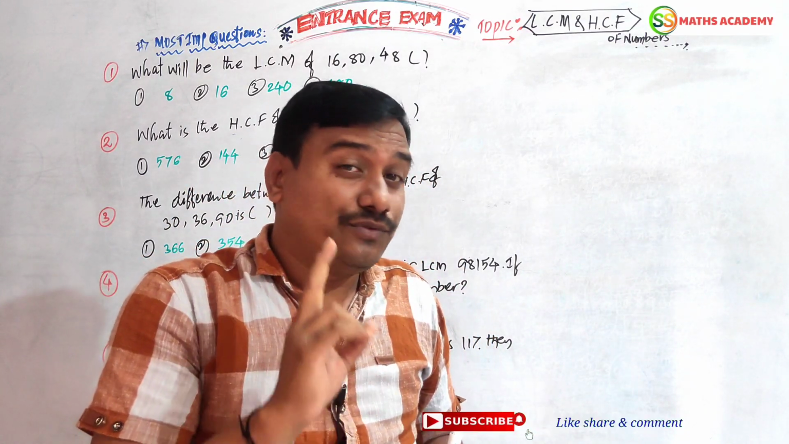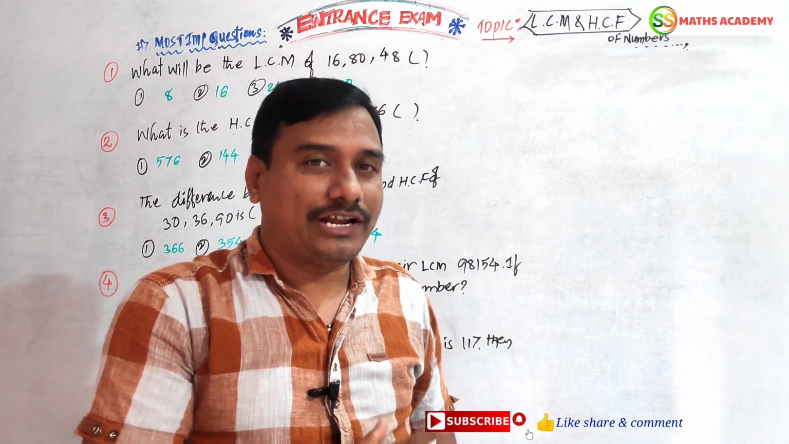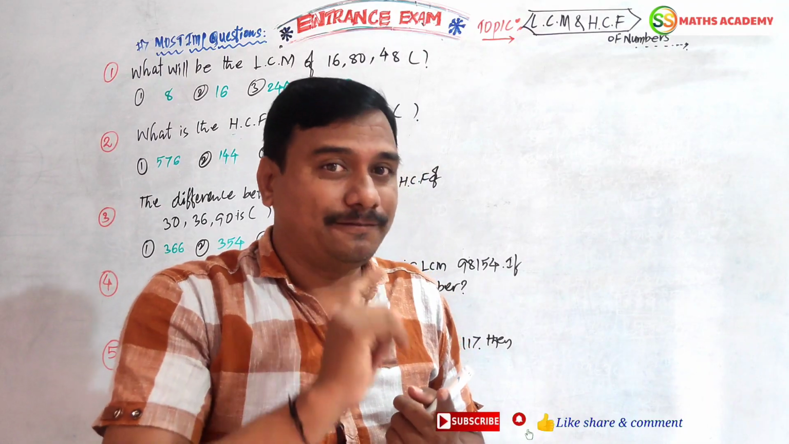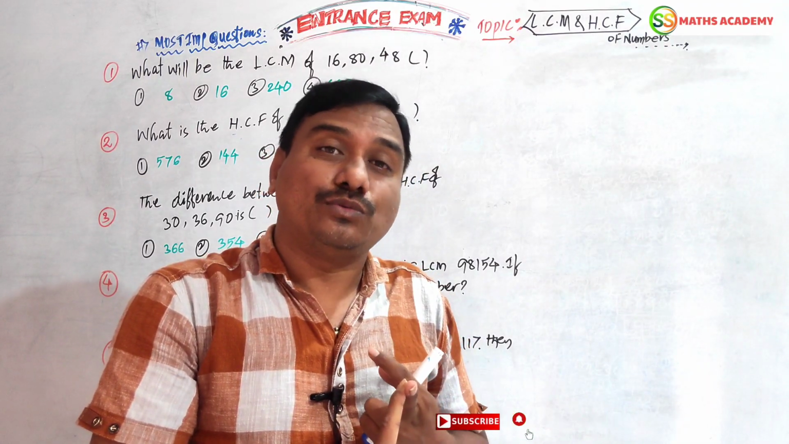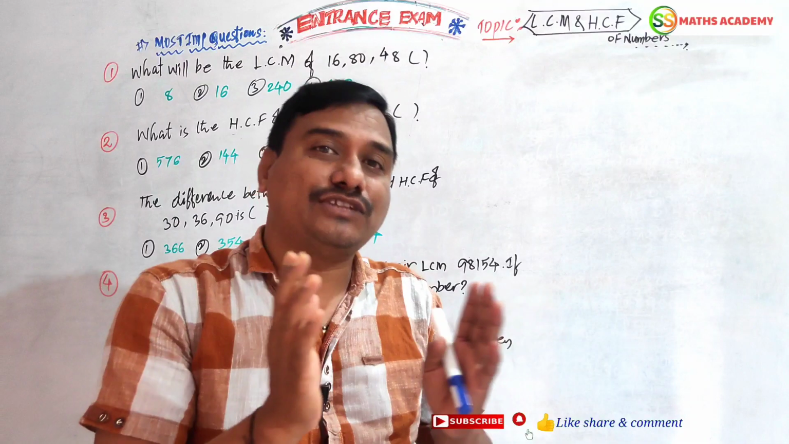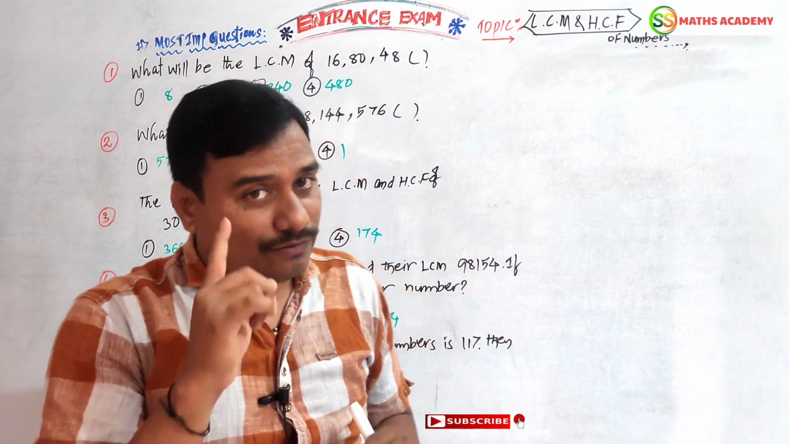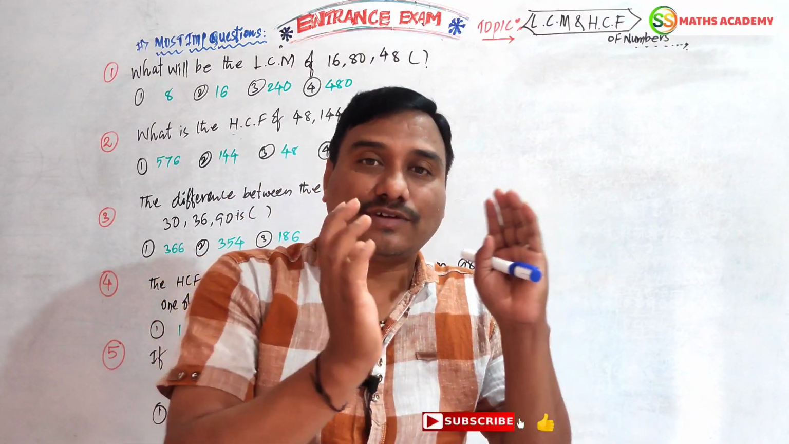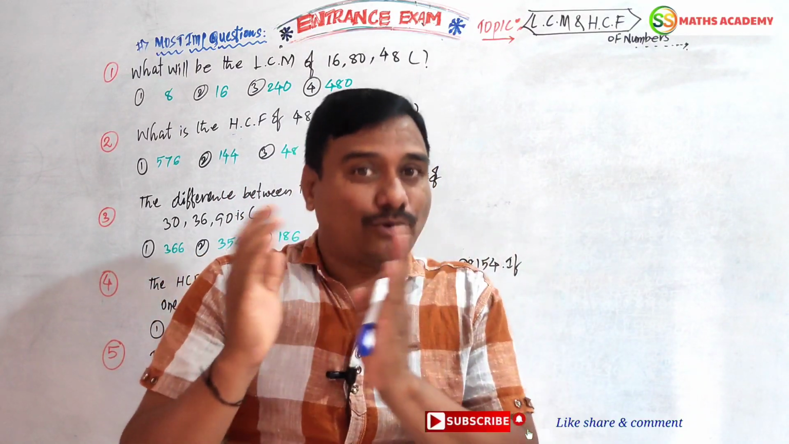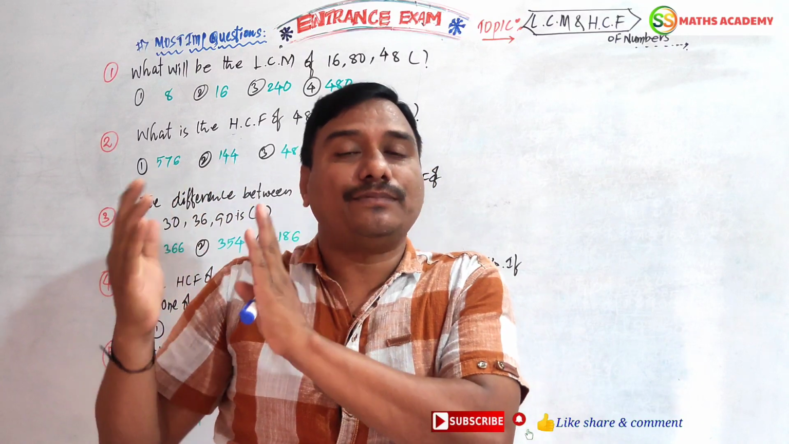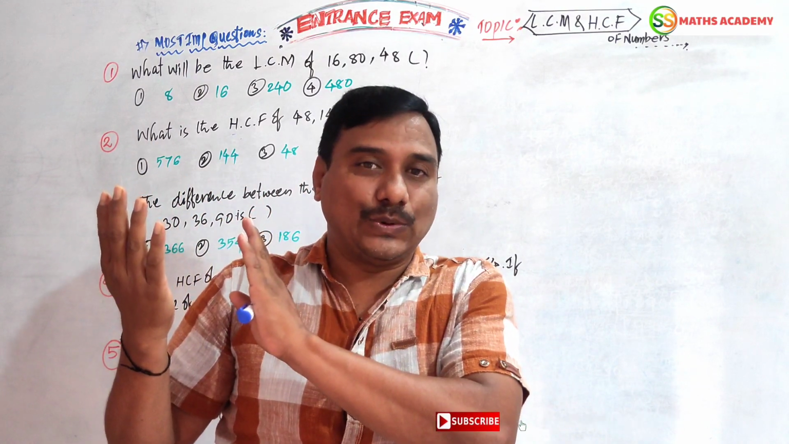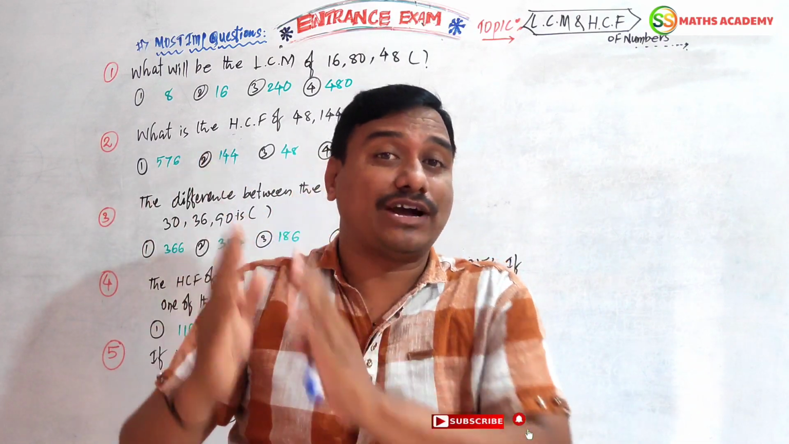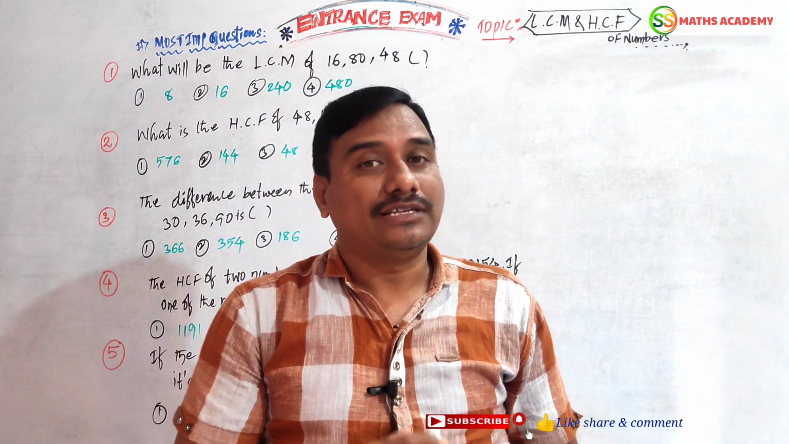Now, one more important note for you. The HCF of two co-prime numbers is 1. The LCM of two co-prime numbers A, B is the product of the two numbers only. And one more important formula in this chapter: the product of two numbers, A into B, is equal to the product of their LCM and HCF. That formula we can use many times.